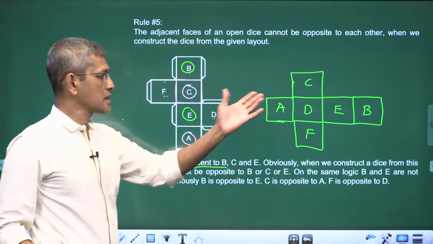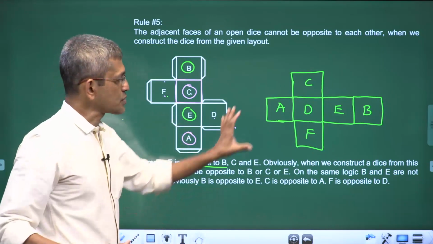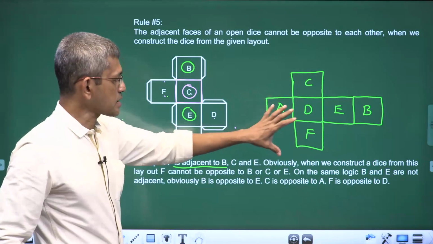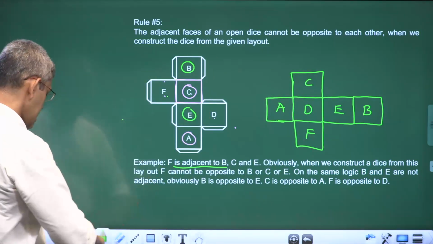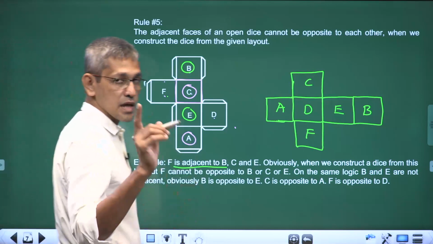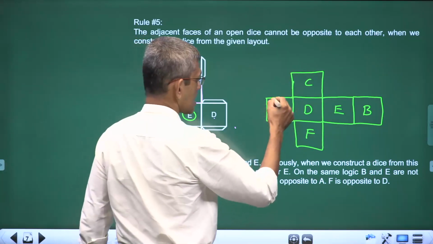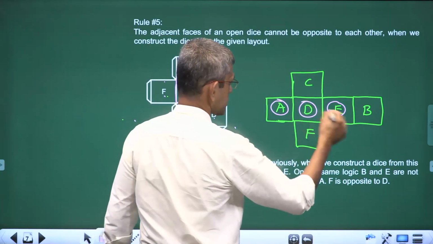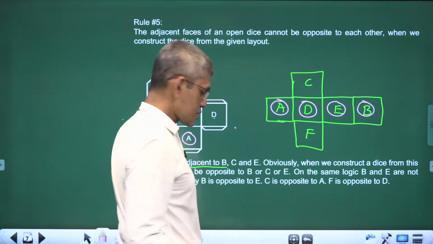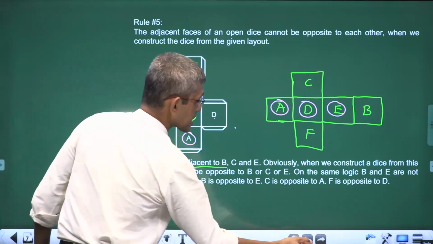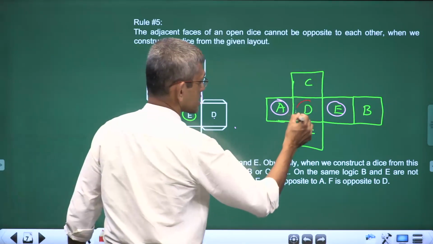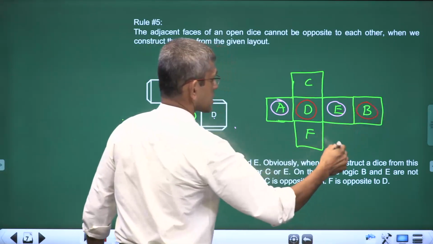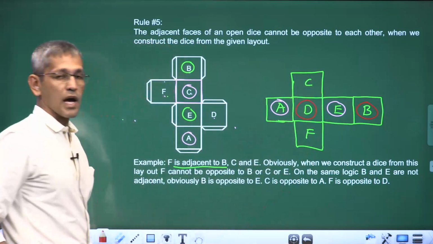Now we have to make a dice from this open dice. Once you make that, what do you see in that case? Definitely something that catches your attention must be A and E. So A and E must be opposite, and D and B must be opposite. I'll use another color for that, otherwise it would be confusing. So this is D, and D must be opposite to B, and C and F must be opposite as well.